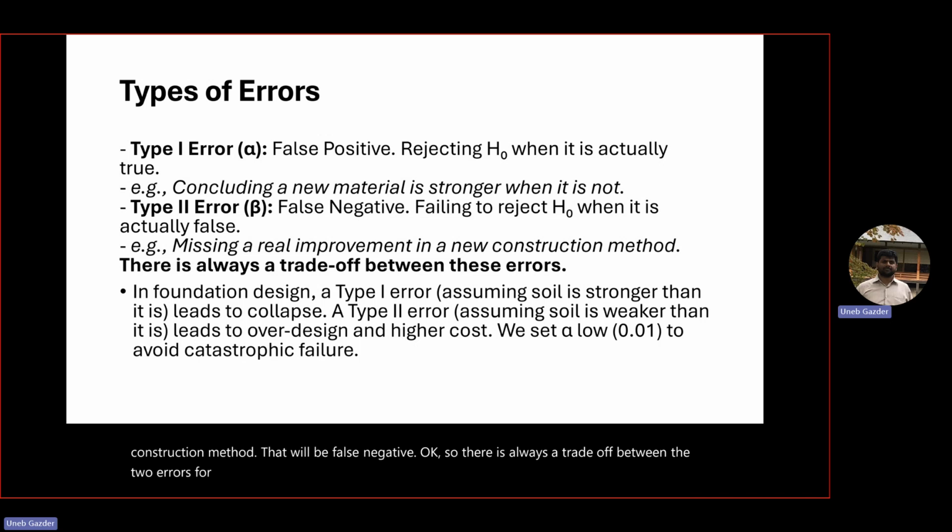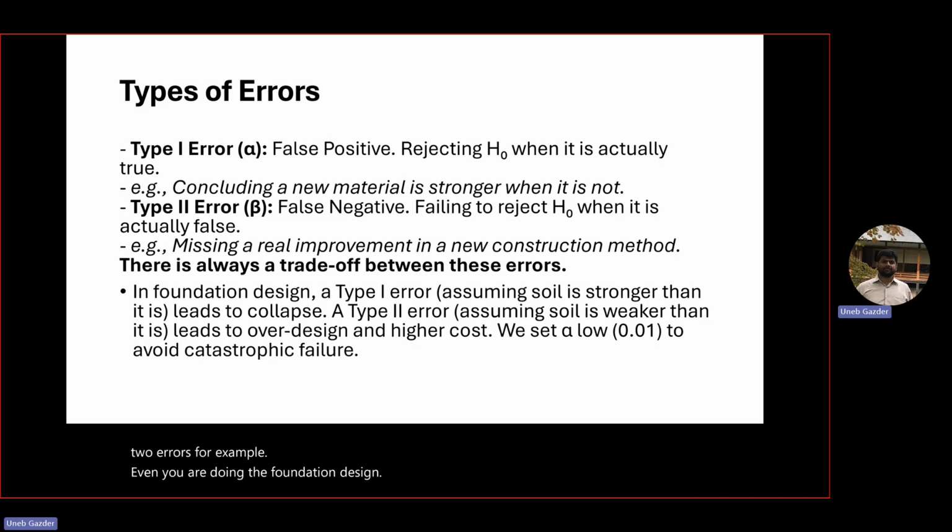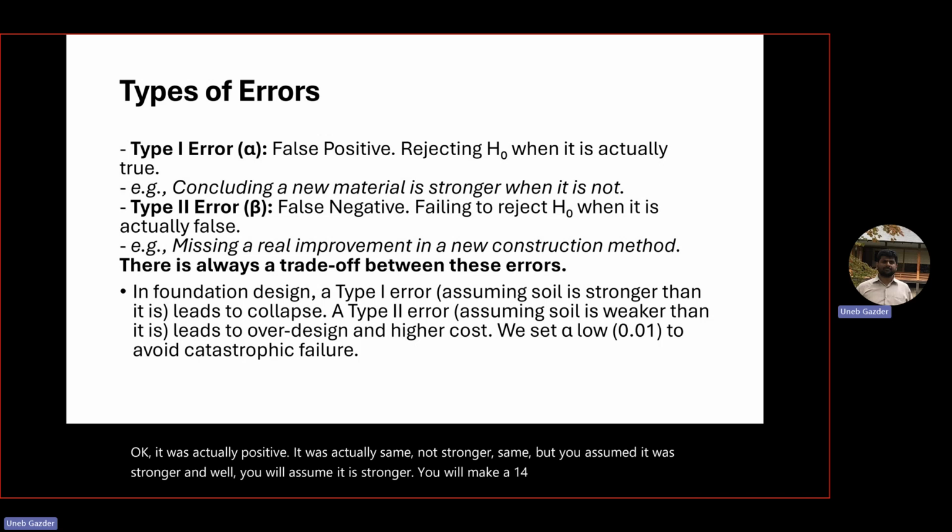For example, when you are doing the foundation design, if you assume that the soil is stronger than what it actually is, so the soil is not strong but you assume it is strong, then you are in the type 1 error. It was actually the same, not stronger, but you assume it was stronger, and when you assume it is stronger, you will make the footing smaller. So your building can collapse, because you overestimated. And the second one is type 2 error.